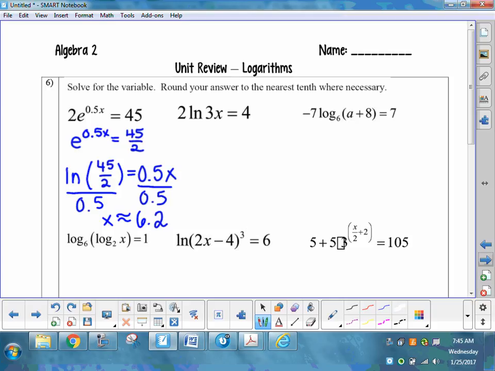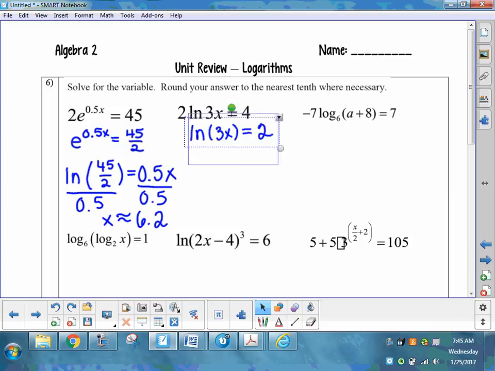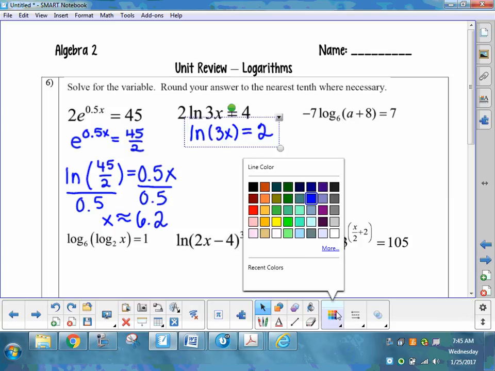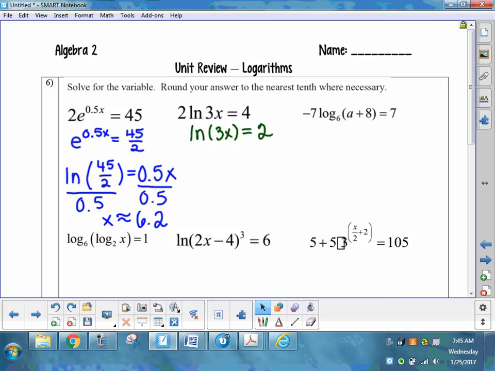Take a look at question number 2. What's your first step going to be, Jack? So I have the natural log of 3x is equal to what? By the way, always put your argument in parentheses even if it's not done for you. Now, the next thing that we would do once we got to this, what would our next step be? Emily?